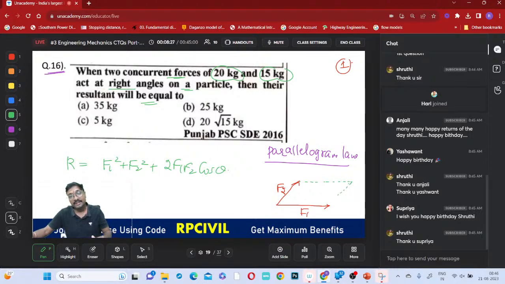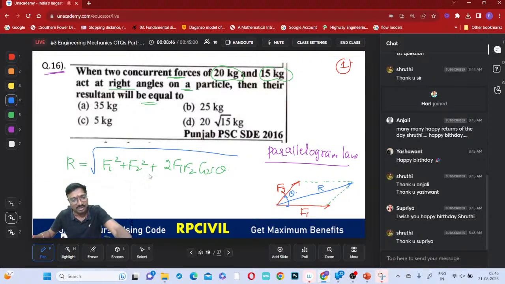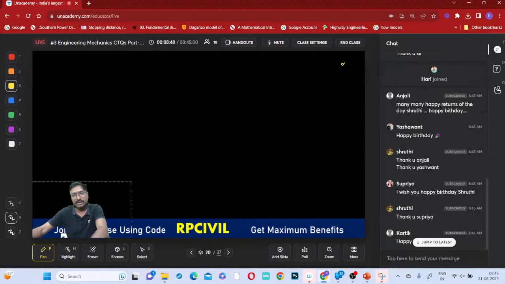Then what is the resultant? The resultant will be acting like the diagonal, no? If you just observe, this is the resultant force acting like a diagonal. The angle between these two will be theta. Is that clear now, everyone? The resultant will be equal to the square root of all these things, right? Is that clear or not, all of you? So now tell me, what is the resultant?